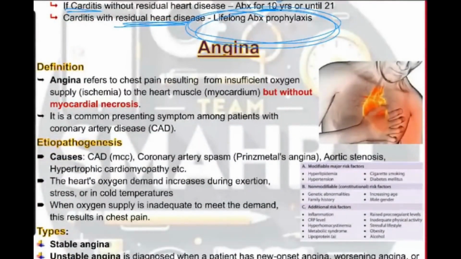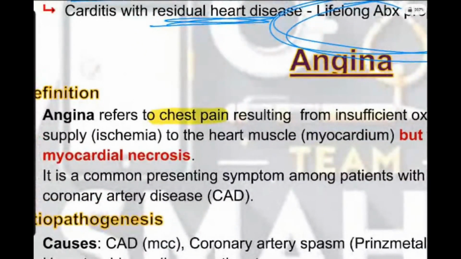What is angina? Angina means chest pain, right? But the important thing you have to remember is why chest pain is occurring. Because of ischemia. What is ischemia? Inadequate blood supply to the heart muscle. So heart muscles start to die, but permanent damage will not occur. Ischemia means temporary cessation of blood supply to the heart muscle.